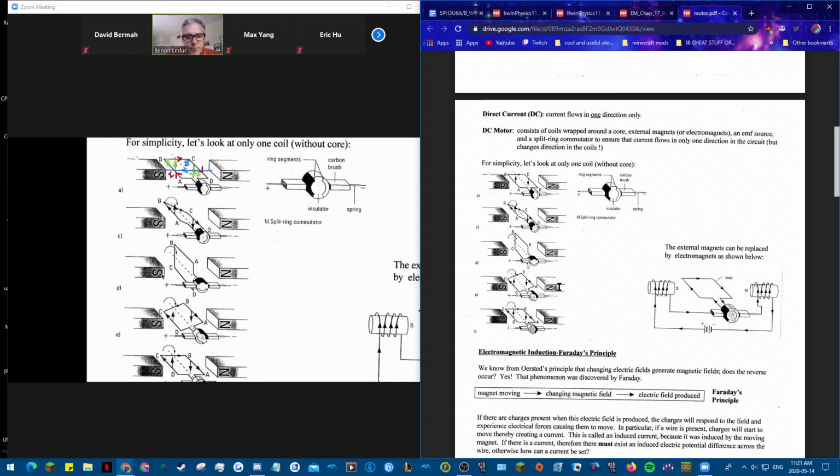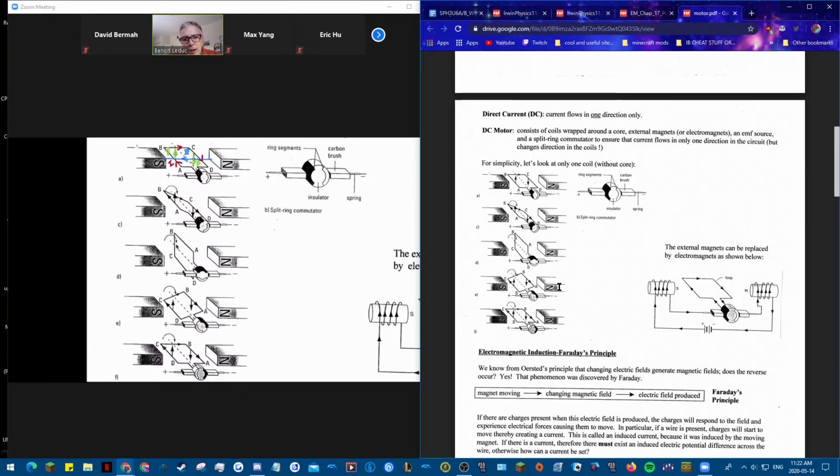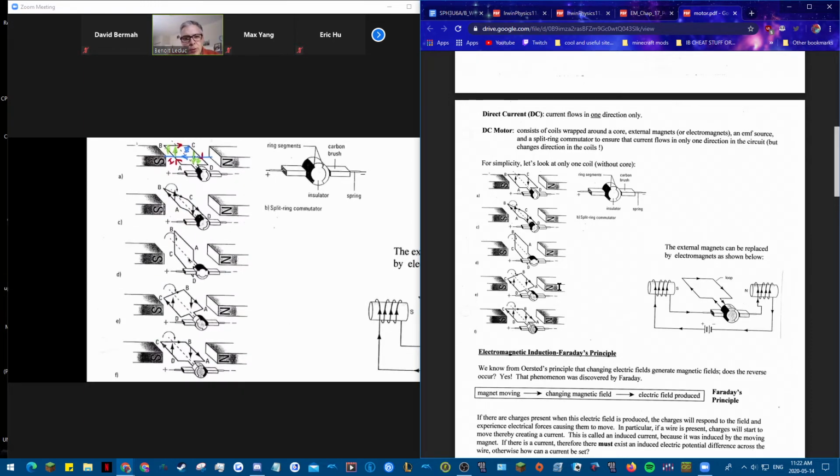Okay, now once the coil is in the vertical direction, the brush is now in contact with the plastic part of the split ring commutator. So for a brief moment of time, there won't be any current going through.